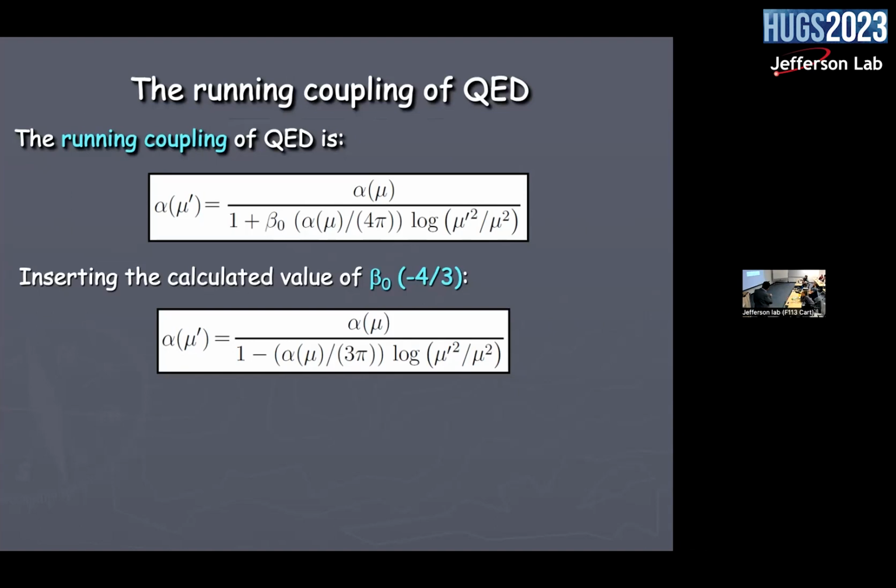This is what we calculate from the photon propagator, and this comes out to be minus 4/3. This gives a negative sign, which is here, and that changes the whole dynamics of a theory. Whether the sign of this beta 0 is negative or positive, we will know that it's an asymptotically free theory or it's not an asymptotically free theory.